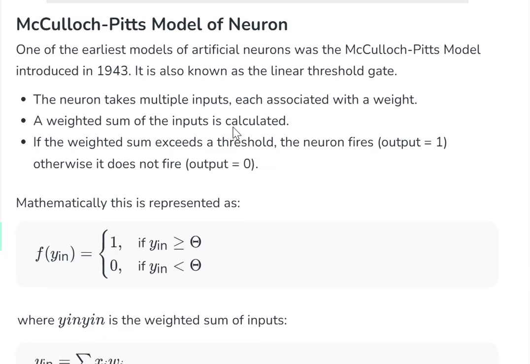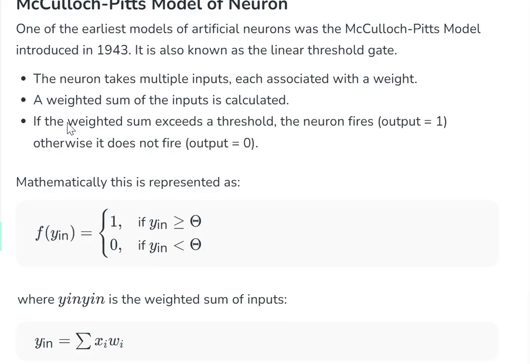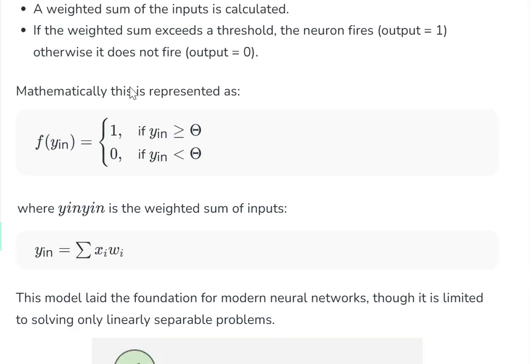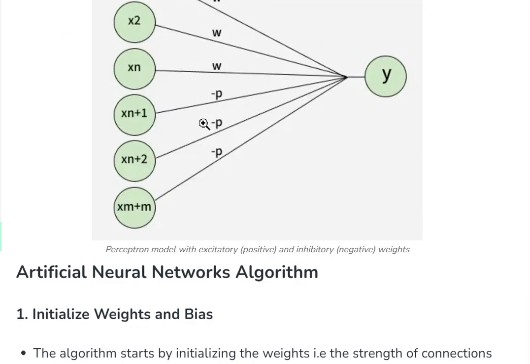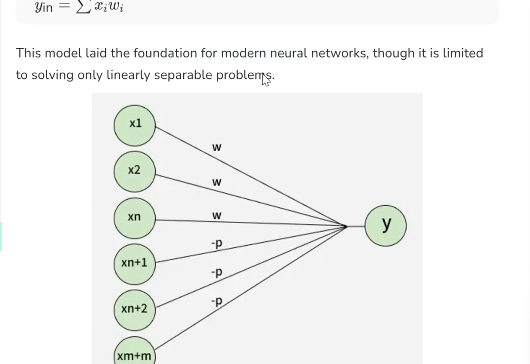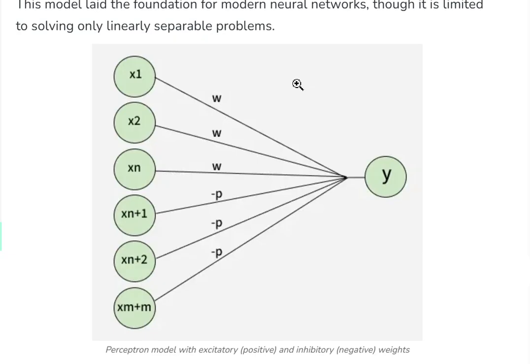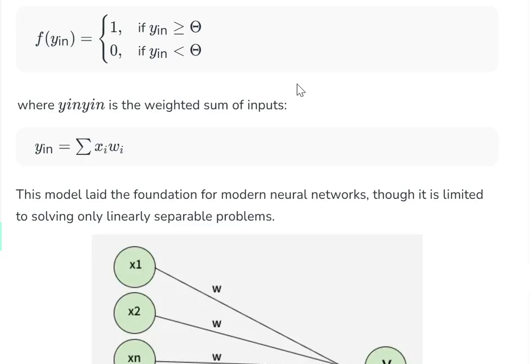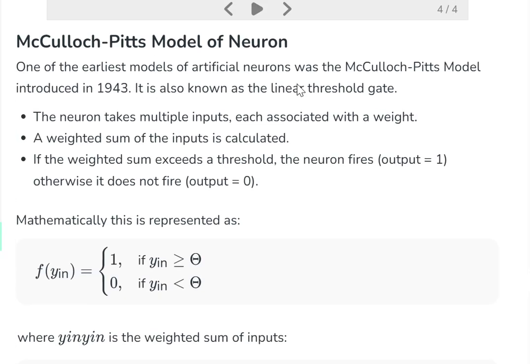A weighted sum of the inputs is calculated, and if the weighted sum exceeds the threshold, the neuron fires and outputs 1; otherwise it does not fire and outputs 0. Mathematically this is represented by f(y_in) equal to 1 or 0, as a mathematical formula. This model laid the foundation of modern neural networks. It's the first model, from 1943.